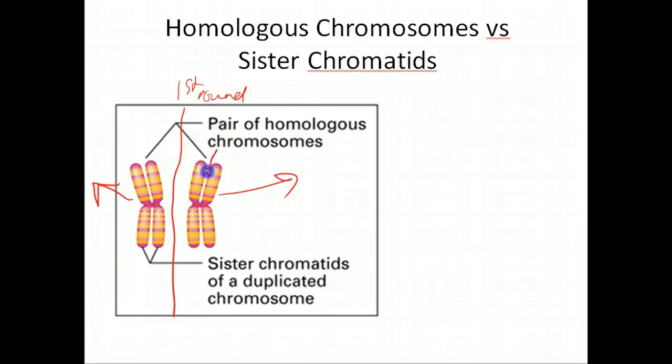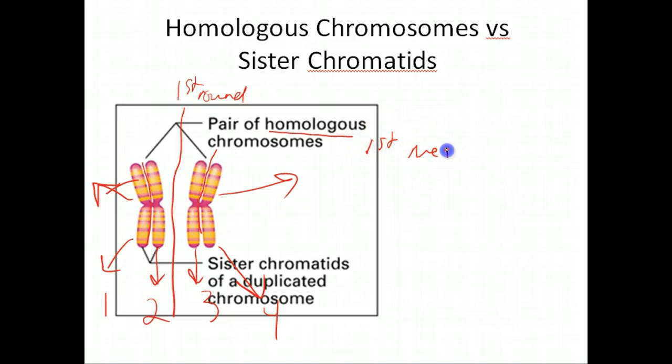Now, the second round is going to separate this, and it's going to separate this. So this goes this way, this goes this way, this goes this way, this goes this way, for, once again, 1, 2, 3, 4 chromosomes. So understand, homologous chromosomes separate in the first round of meiosis, and then these sister chromatids separate in the second round.